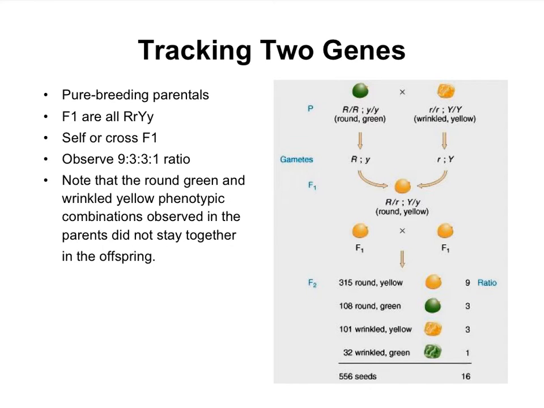I want to point something out here. You'll notice that there are actually 556 seeds. When we say 9:3:3:1, we're talking about reducing 315, 108, 101, and 32, reducing these numbers down to a ratio of 9 to 3 to 3 to 1. So if we take 32 and divide each of these by 32, we get 9, 3, 3, 1, and a total of 16 when you add these up. So these are the actual results, and this is the reduced number. Remember, a ratio should be reduced to its smallest form.